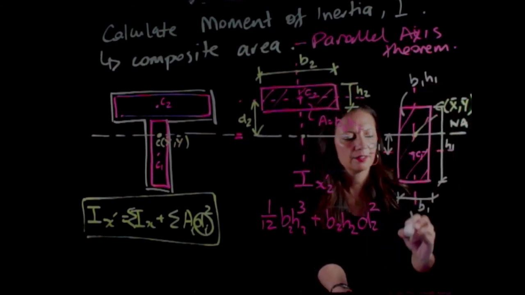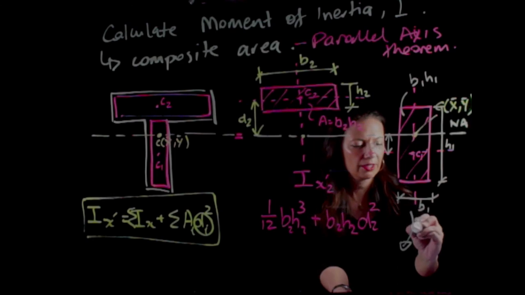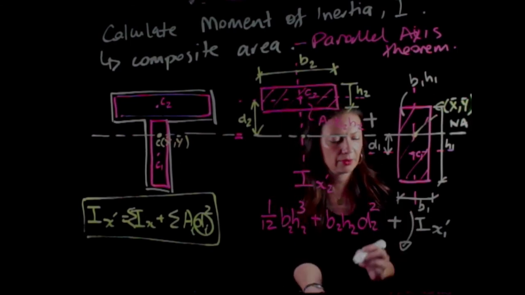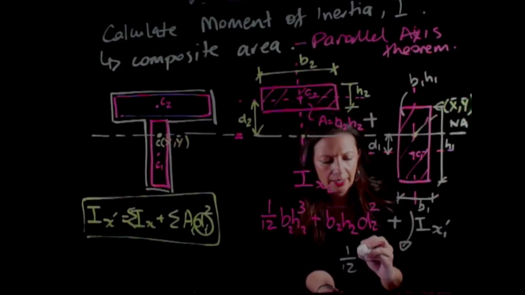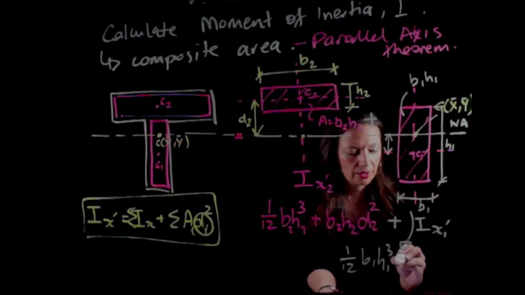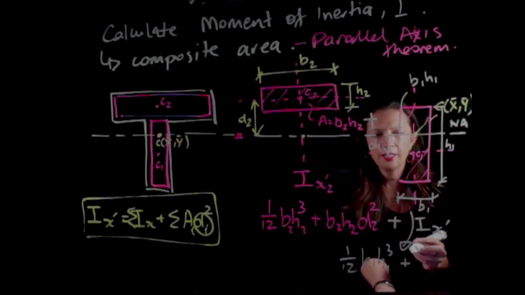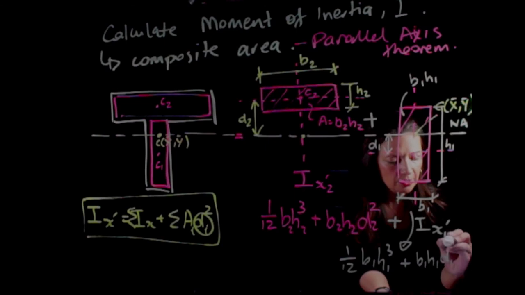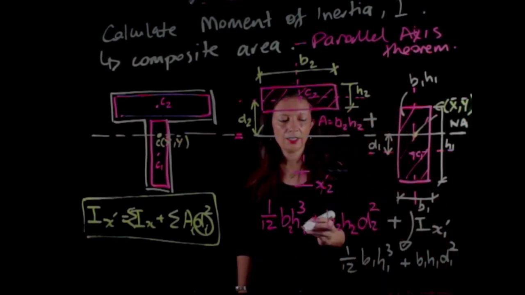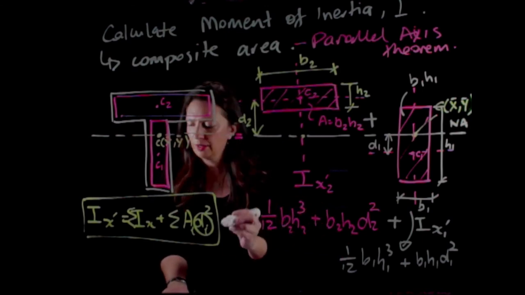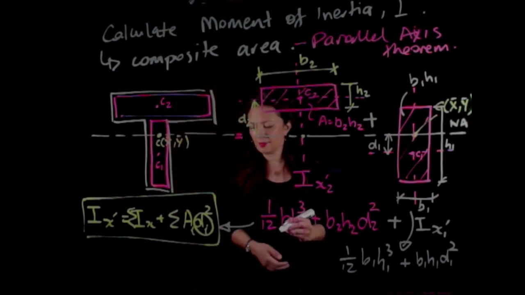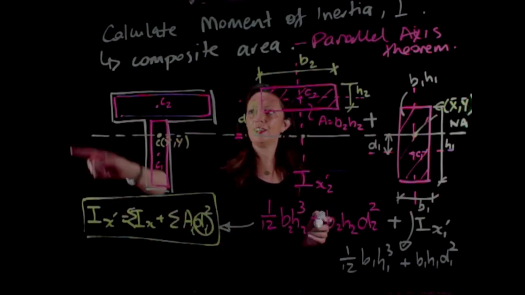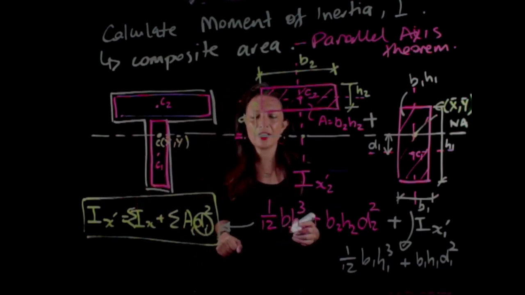And I can say that I can calculate I x1 bar. So we're just going to add these two up here and put a plus there. So 1 on 12 B1H1 cubed plus the area B1H1 times my distance D1 squared. So if I add those two up, I'm going to have this. So that's how you calculate the moment of inertia of a composite area.